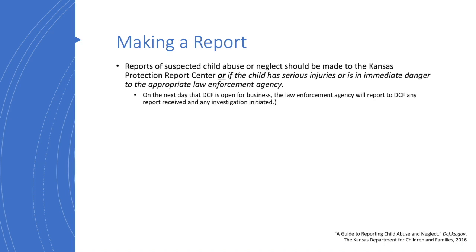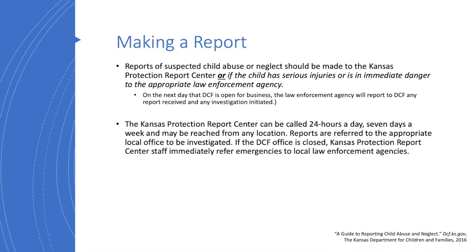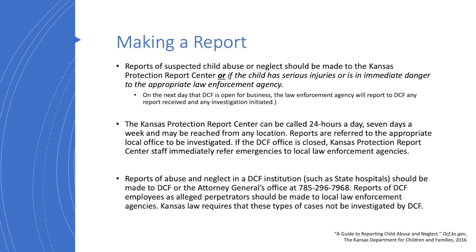Making a report. Reports of suspected child abuse or neglect should be made to the Kansas Protection Report Center, or, if the child has serious injuries or is in immediate danger, to the appropriate law enforcement agency. The Kansas Protection Report Center can be called 24 hours per day, 7 days per week, and may be reached from any location. Reports are referred to the appropriate local office to be investigated. If the DCF office is closed, Kansas Protection Report Center staff immediately refer emergencies to local law enforcement agencies.